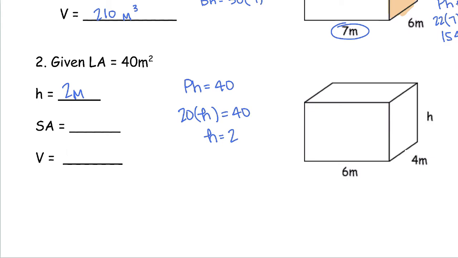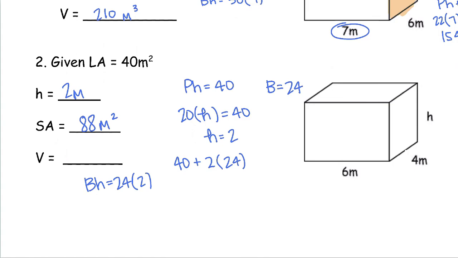And now we can find our total surface area. I already know the 40, and now I need 2 times the big B. The big B is 6 times 4, which is 24. So 40 plus 48 gives me 88 meters squared. And for my volume, I'm going to do BH. So 24 times the height that I just found, 2, is 48 meters cubed.